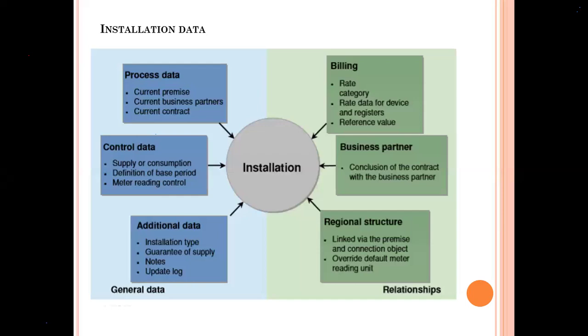Then we have to maintain the regional structure, which comes directly from the MRU. There is a master rate MRU, meter reading unit. From there it is linked to the street routes, and those street routes link to your address. The address is linked to your connection object and business partner. That's how they are integrated.